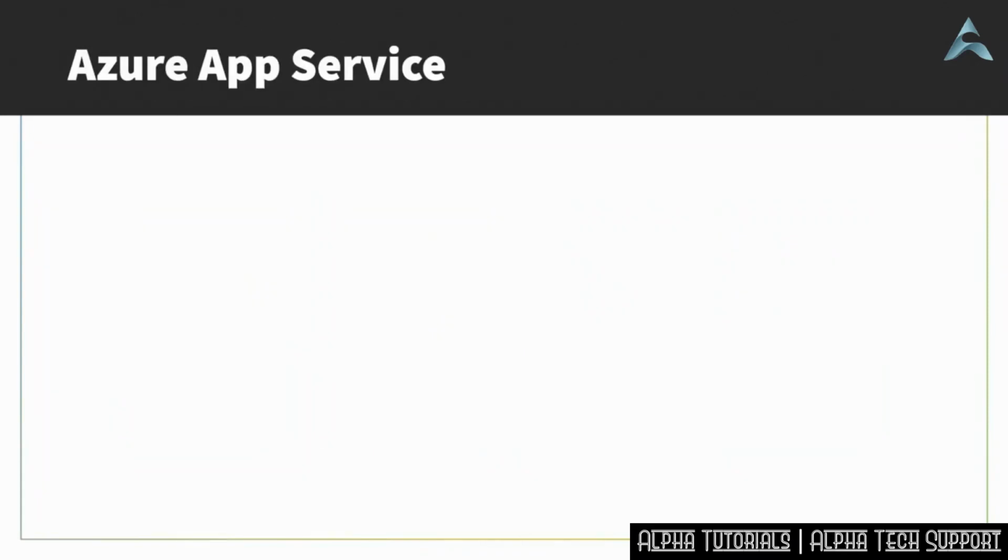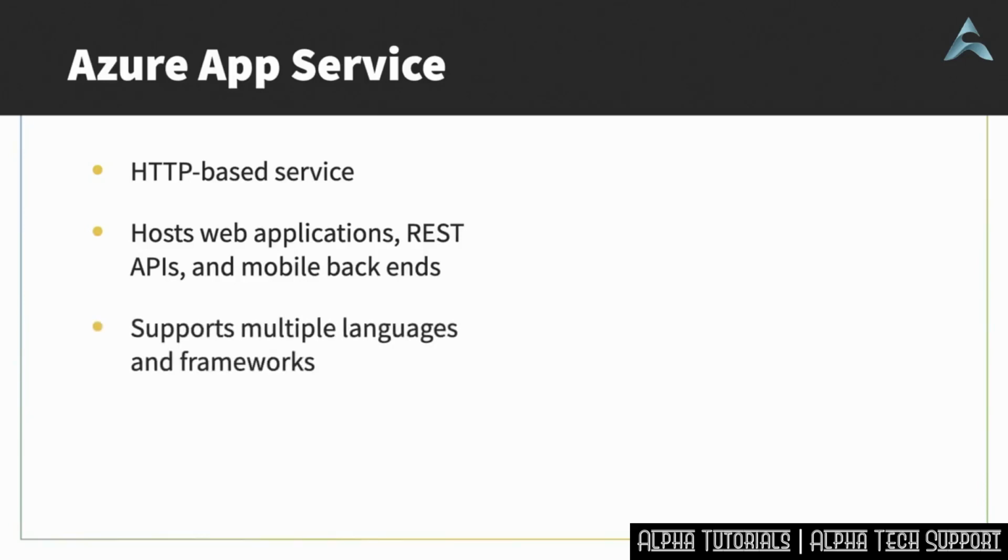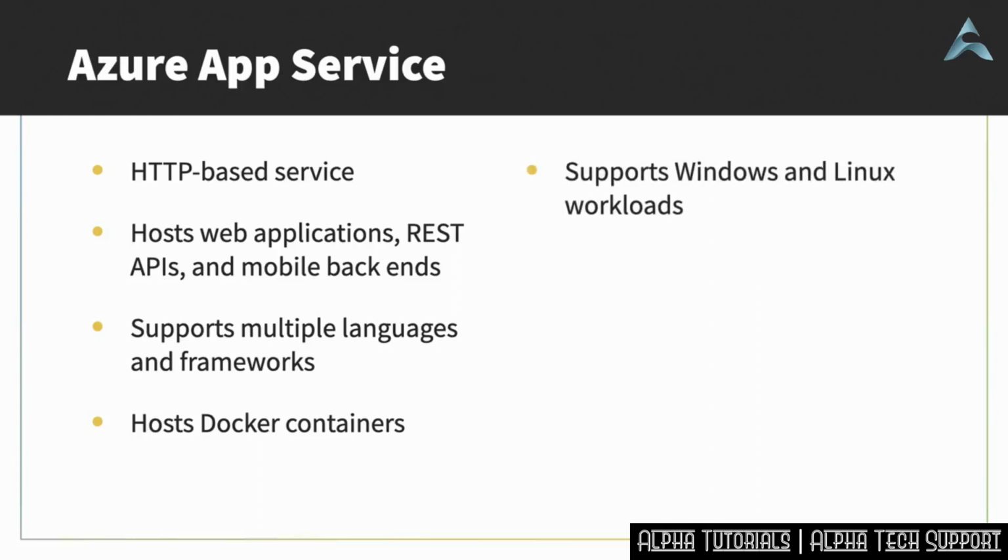And look, what is the Azure App Service? It is capable of running HTTP-based applications. It hosts web applications or a REST API, a mobile backend, so something around that. It supports multiple languages and frameworks. We have some more info on that later. We can also run containers on the App Service, by the way. That's also something: we can run a simple container or use Docker Compose containers. We also support Windows and Linux workloads.